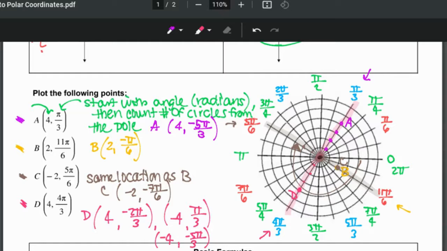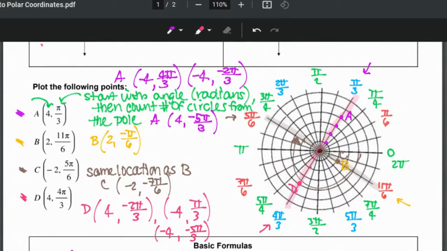So what else could we have done? We could have been at 4 pi over 3 and then crossed over the pole and gone to negative 4. And then we could have also gone in a negative direction to negative 2 pi over 3 and then crossed over the pole that way and ended up in the same spot as point A.